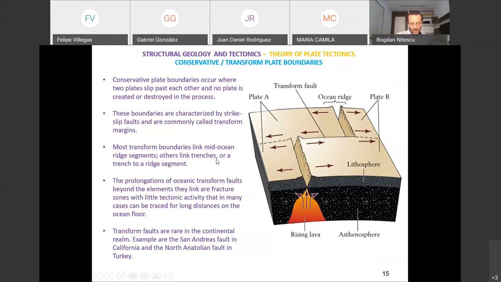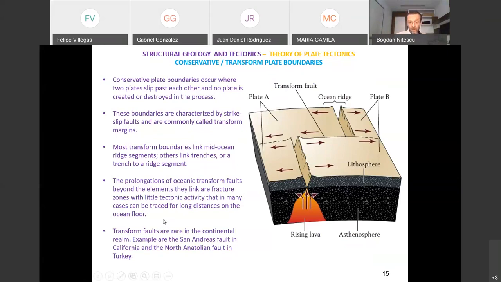Now, in most cases, the transform boundaries link mid-ocean ridge segments, as I'm showing you here, but not always. We can have transform boundaries that link trenches or link a trench to a ridge segment. And in some cases, these transform boundaries extend into the continental part of some plates. That's the case in California with the San Andreas Fault. It is a transform boundary. And that's the case in Turkey with the North Anatolian Fault.